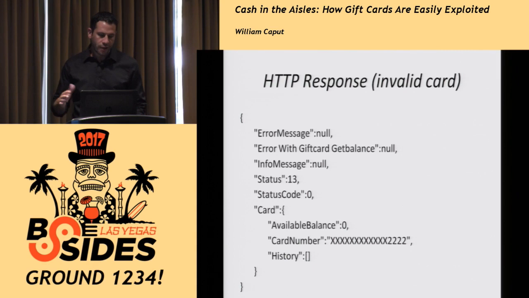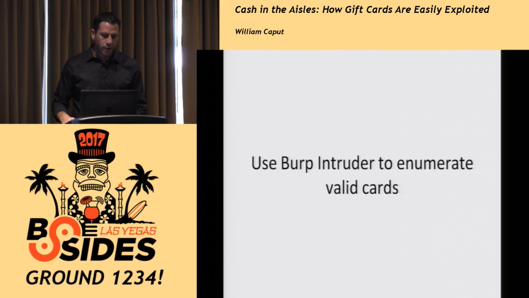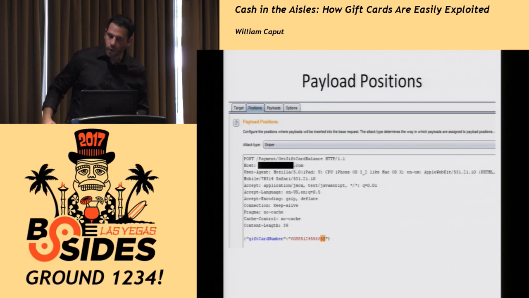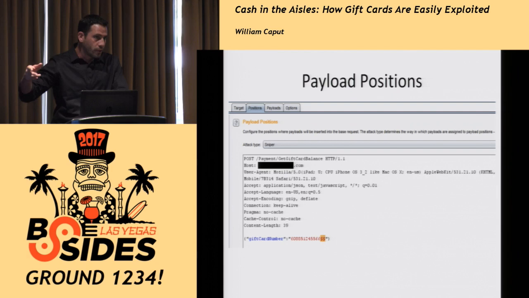So if you have a difference in a response, you can use Burp to enumerate valid cards based upon that response. So here's, if you've used Burp before, I'll walk you through it quickly. You intercept your post request, you send it to Burp Intruder, you put the markers on the last four digits of that card, because we know the last four digits are the ones changing, right? We don't know those four digits. We know the one before it goes up by one, so we're going backwards by one.